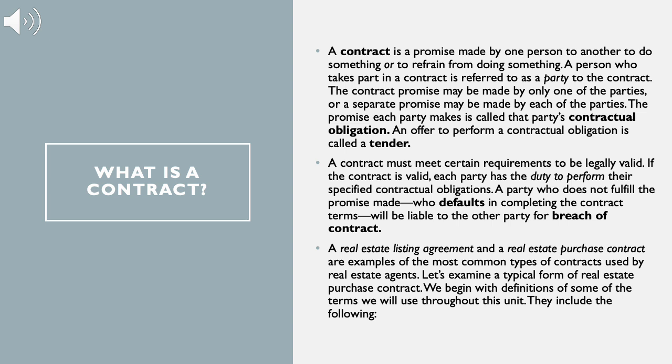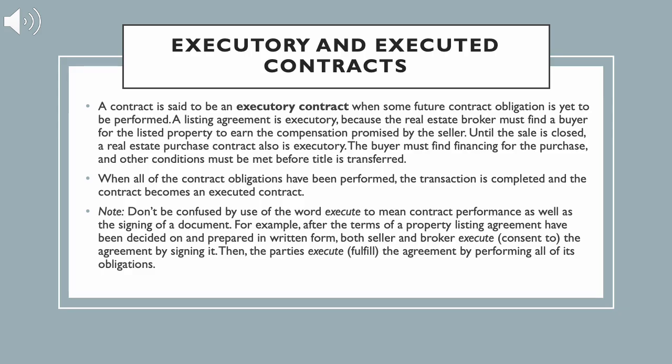They include the following: executory and executed contracts. A contract is said to be an executory contract when some future contract obligation is yet to be performed. A listing agreement is executory because the real estate broker must find a buyer for the listed property to earn the compensation promised by the seller. Until the sale is closed, a real estate purchase contract also is executory. The buyer must find financing for the purchase, and other conditions must be met before title is transferred. When all of the contract obligations have been performed, the transaction is completed and the contract becomes an executed contract.